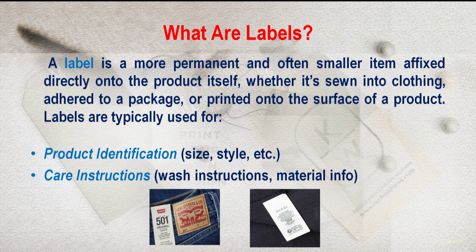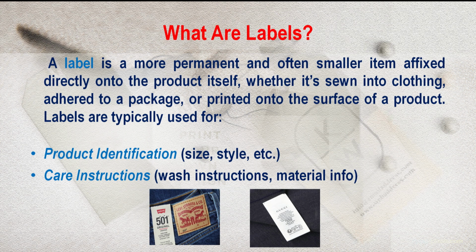We have also observed that when we buy any garment, there is a card which is attached or freely hanging from the garment, and there is also one tag or label which is permanently attached onto the inner side of the garment. That permanent attachment on the inner side of the garment is the label. It can be sewn on the clothing, or stuck or adhered to a package, or it can be in printed form.